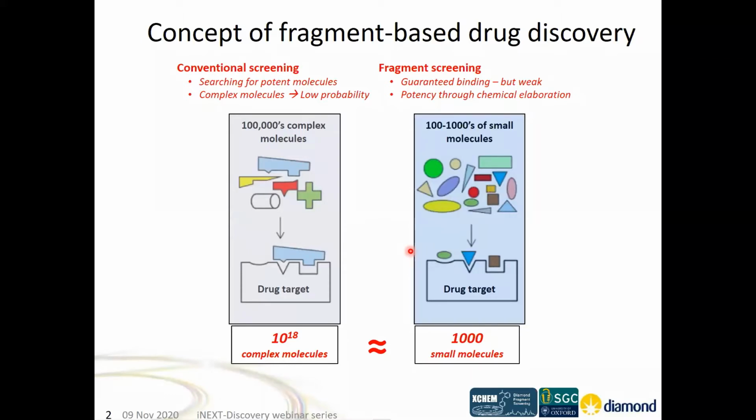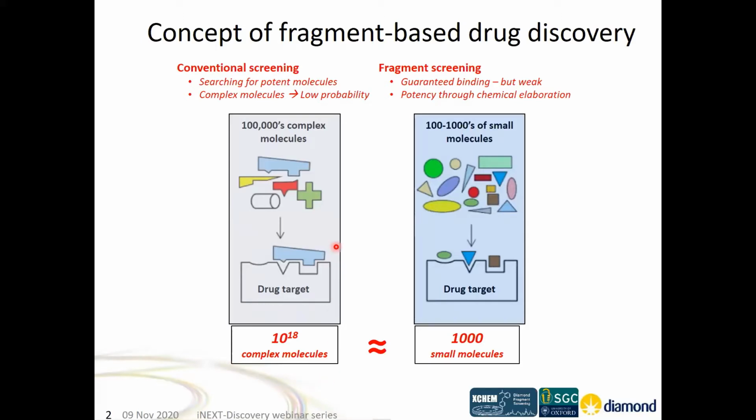You have the high throughput screening here on the left-hand side, where you will be looking for potent molecules, which are usually complex molecules and pretty big. So the probability to find such a molecule is low. That means you need to screen quite a huge amount of complex molecules.